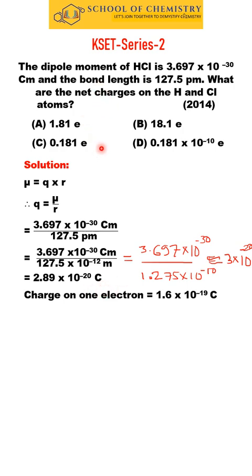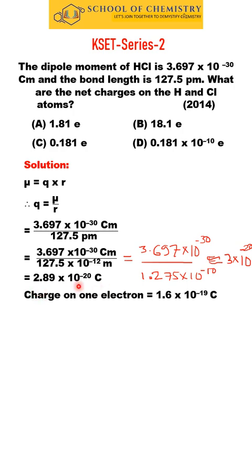But now carefully if you look at the options, this is the tricky part here. They have not given the answers in coulombs, but they have given it in E. E stands for charge on electron. So therefore it is necessary to convert this value, which is in coulombs, into terms of the charge on electron. The charge on 1 electron, we know, is 1.6 into 10 raised to minus 19 coulomb.